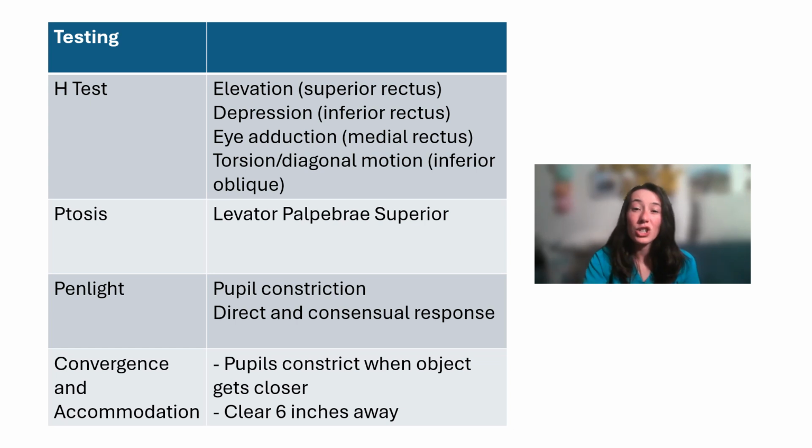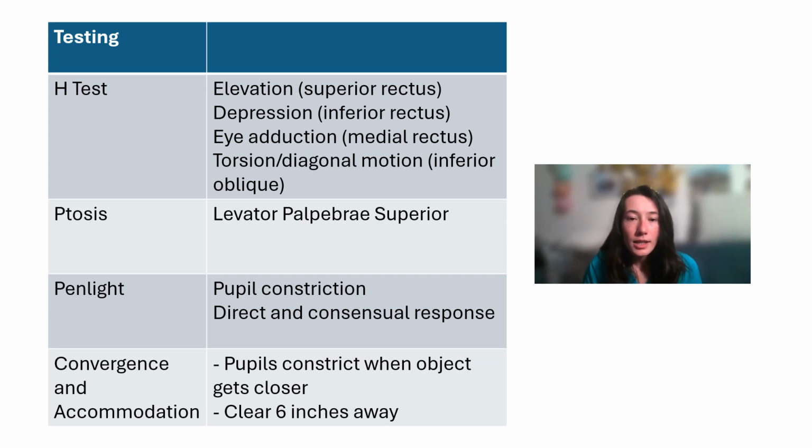However, if we were to just focus on the oculomotor nerve and the movements that you actually care about with respect to this nerve only, you would want to see the quality of elevation, depression, adduction, abduction, and torsion specifically in the movement caused by the inferior oblique muscle.